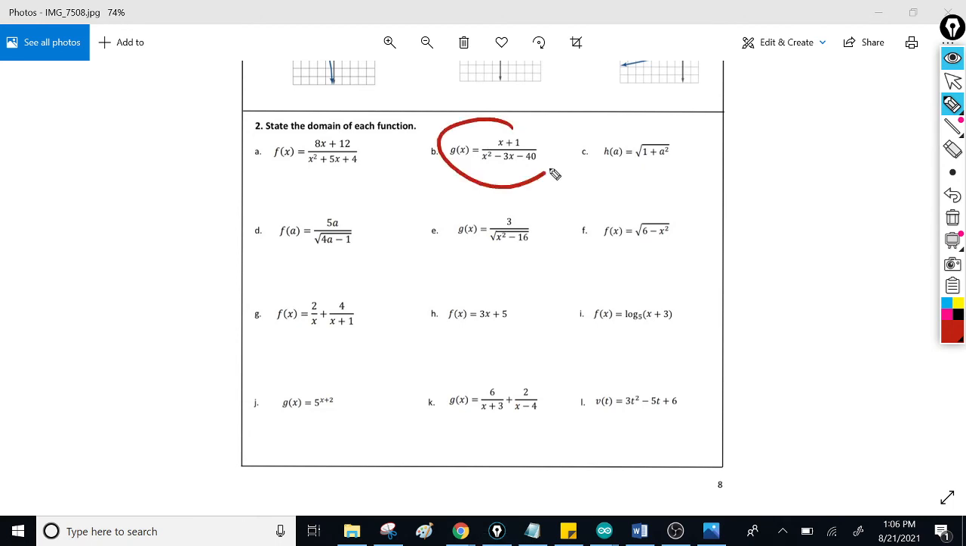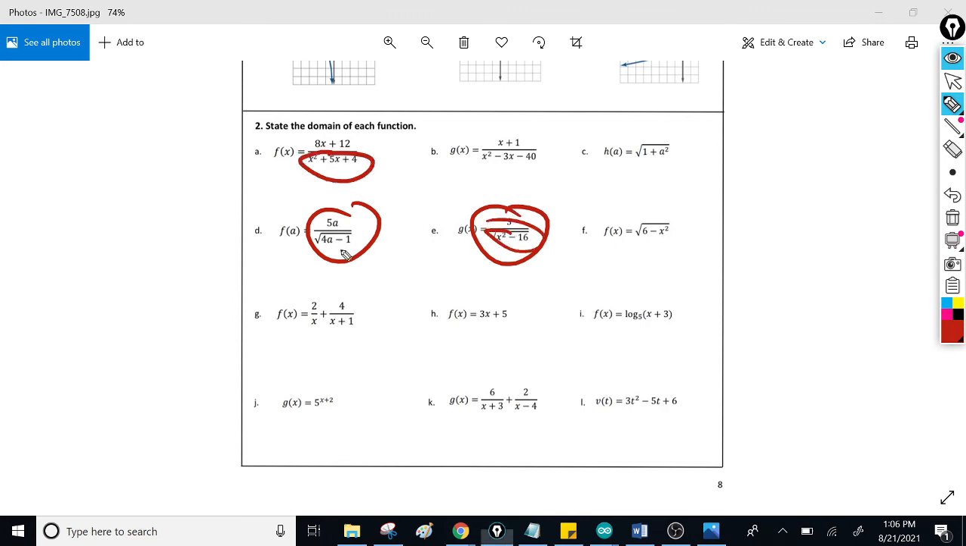Alright, so do the next one the same way. To be honest, whenever you see a fraction, it is going to be pretty similar. Set the denominator to 0, and then see what values will make it undefined.